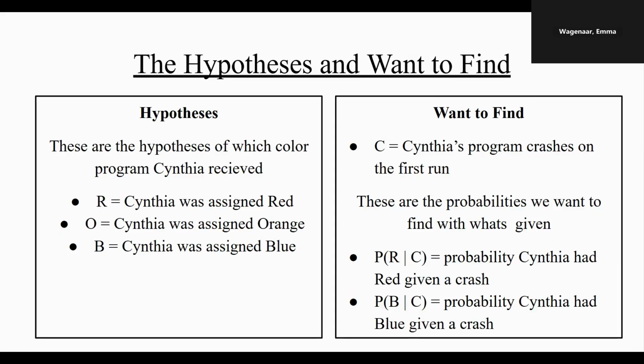So the probabilities that we want to find with what we're given is going to be the probability of R given C, which is the probability that Cynthia has red given a crash, and the probability of B given C, which will be the probability that Cynthia had blue given a crash.